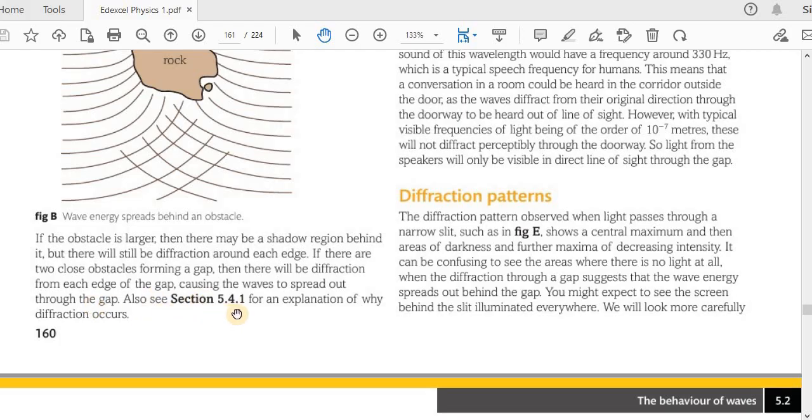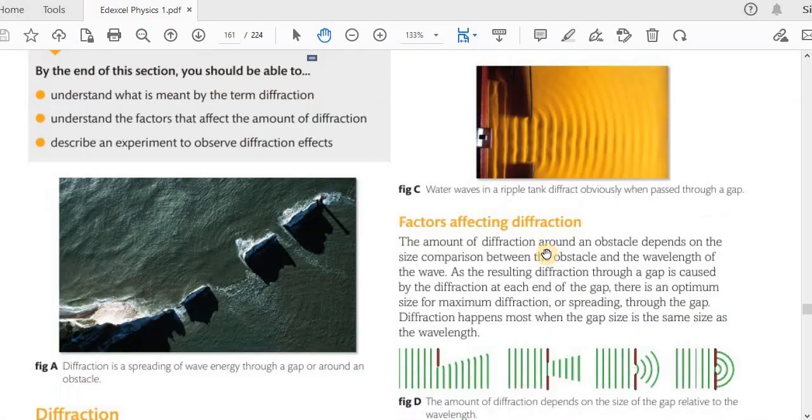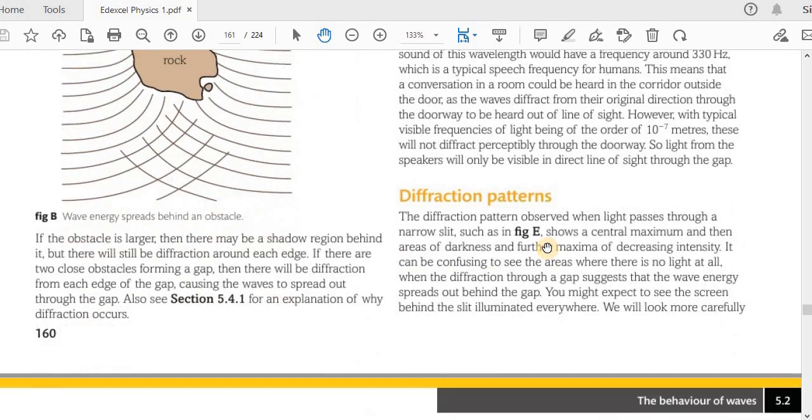Also see figure 5.4.1 for an explanation of why diffraction occurs. Figure 5.4.1, where is that?